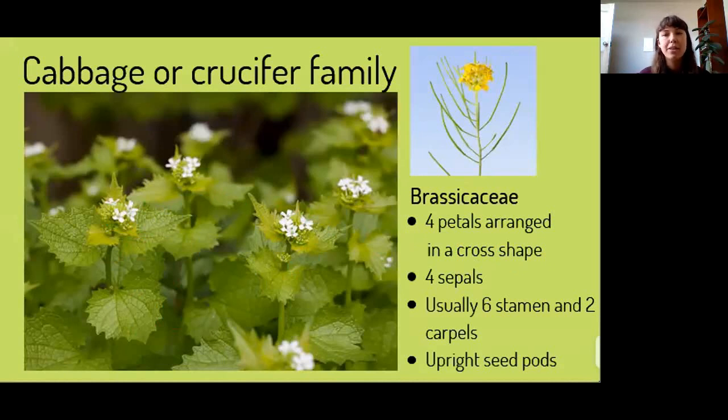The flowers of the cabbage family are very unique. They're distinguished by 4 equal petals arranged in a cross or crucifix shape. And this gives the family of flowers the alternative name of the crucifers. Within the flower, they usually have 6 stamen and 2 carpels.